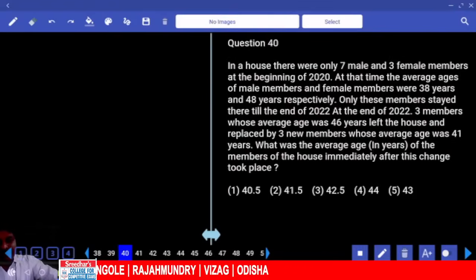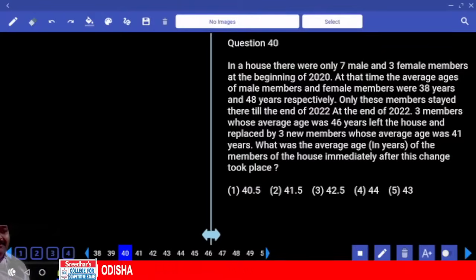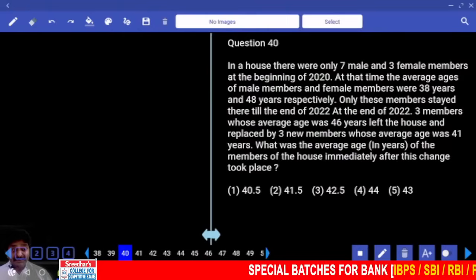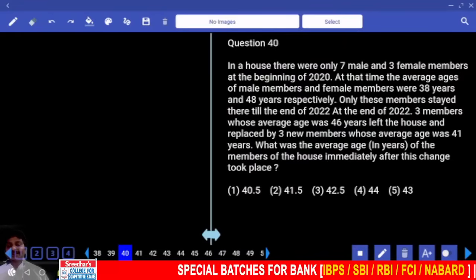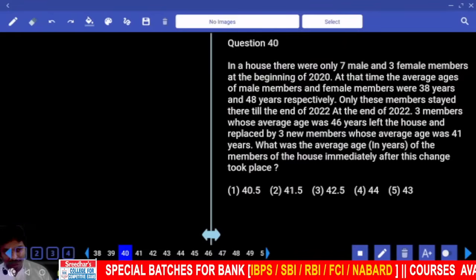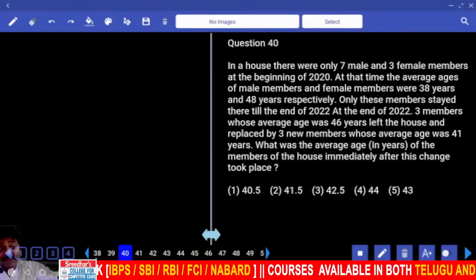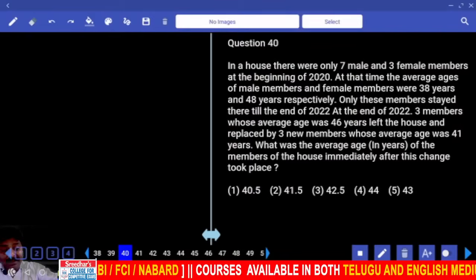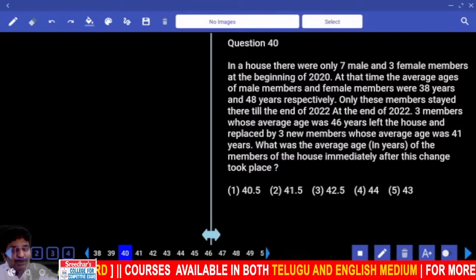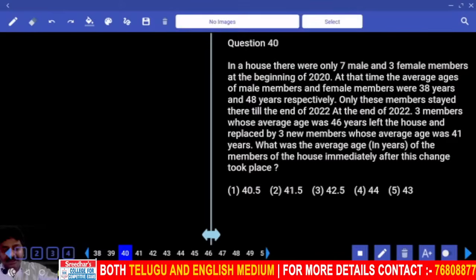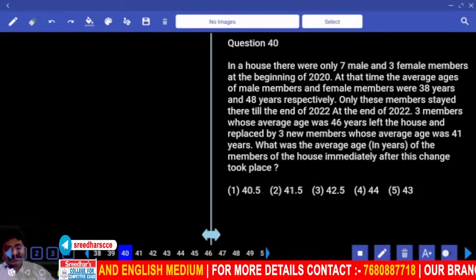In a house there were only 7 male and 3 female members at the beginning of 2020. At that time the average age of male members and female members were 38 years and 48 years respectively. Only these members stayed there till the end of 2022. At the end of 2022, 3 members whose average was 46 years left the house and were replaced by 3 new members whose average age was 41 years. What was the average age of the members of the house immediately after this change took place?